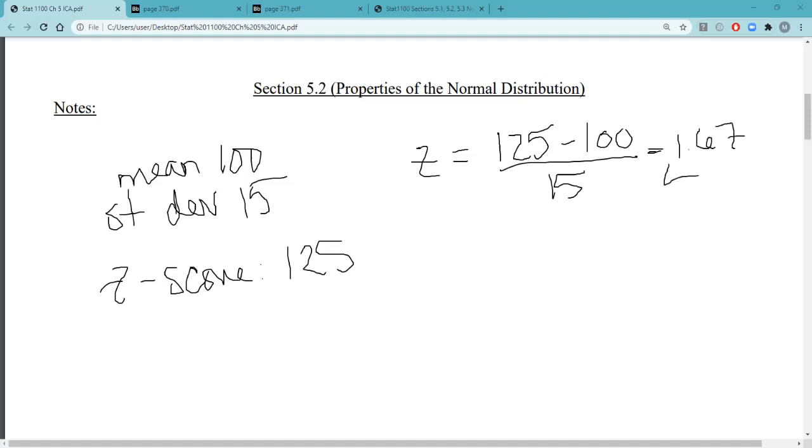Notice how I've been rounding all of these z-scores to 2 decimal places. In general, that's the rule we want to follow with z-scores. So always round it to 2 decimal places.